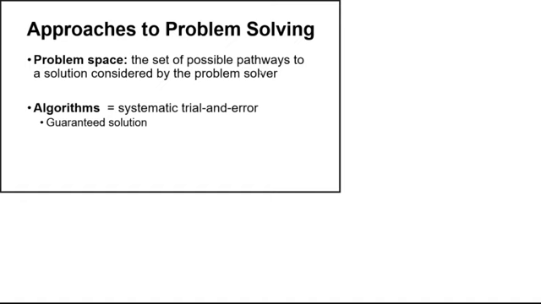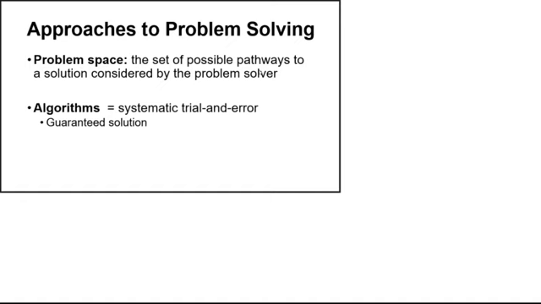So when we talk about a problem space, we're just talking about all of the things that you can work with, all of the different ways that you can get from A to B. And we can do that A to B through two different means. The first being algorithms. So an algorithm would be a methodical, systematic, step-by-step approach where you try all possible alternatives while you search for a solution to a problem. So this would be trial and error.